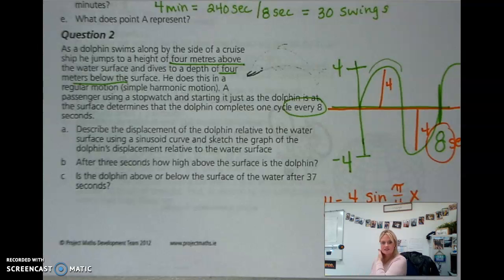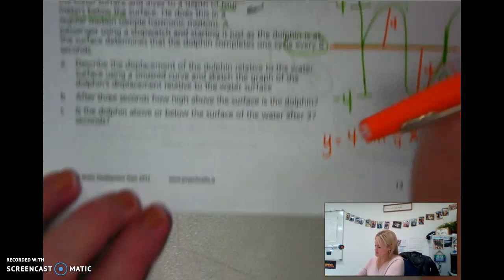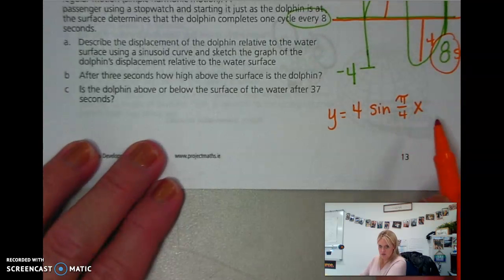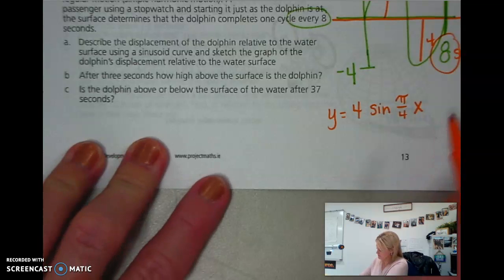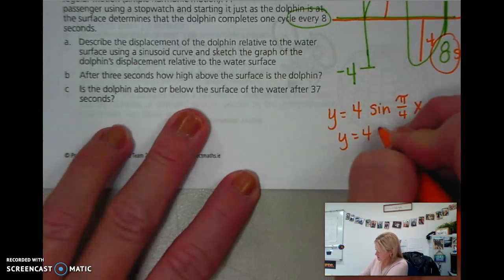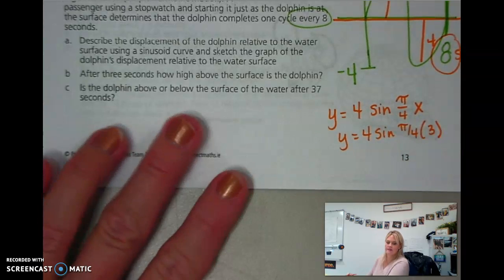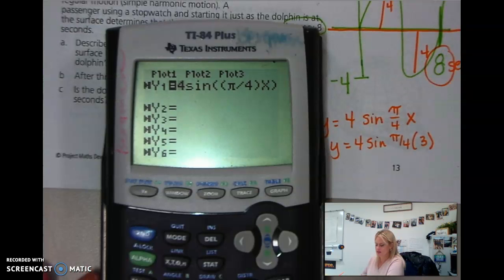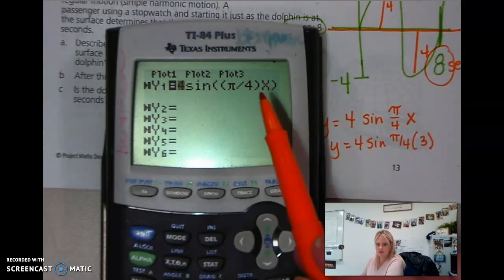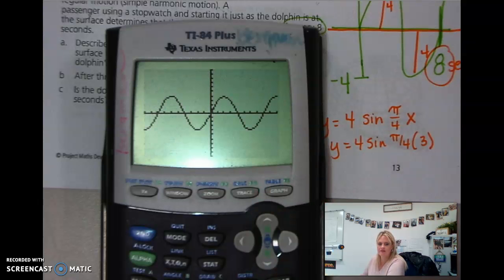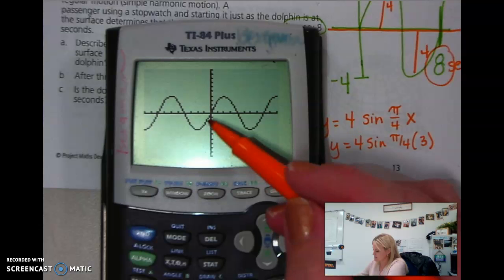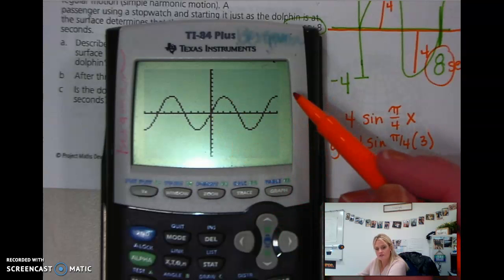Now, it does ask after 3 seconds, how high above the surface will the dolphin be? So you can use your equation now. X represented time, and you could plug that in for time. And use your calculator. What mode will you be in? Okay, and try that. So I plugged my equation into my calculator. When I hit my graph button, I get that sinusoidal wave, that's what it's called, okay?